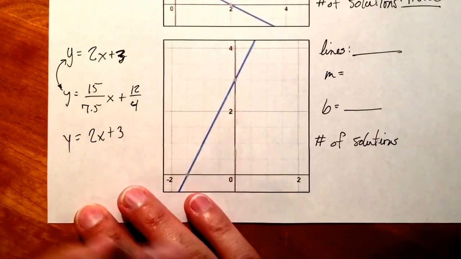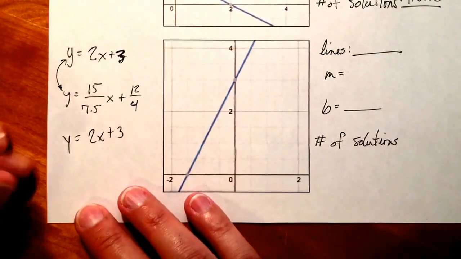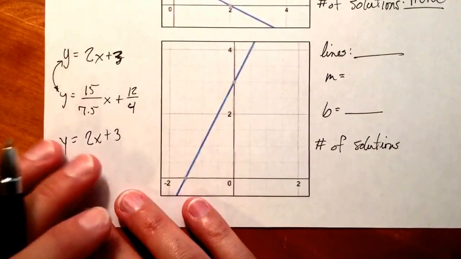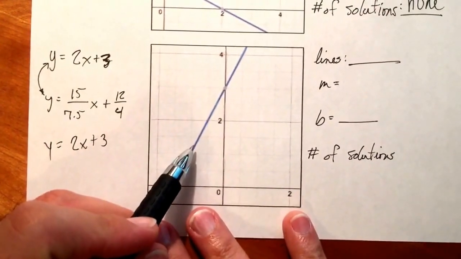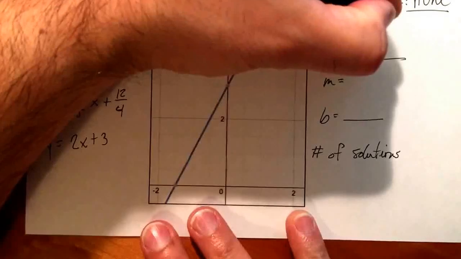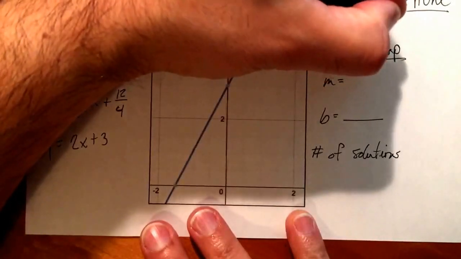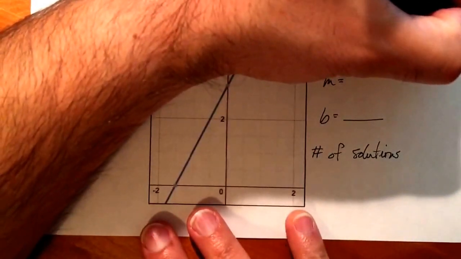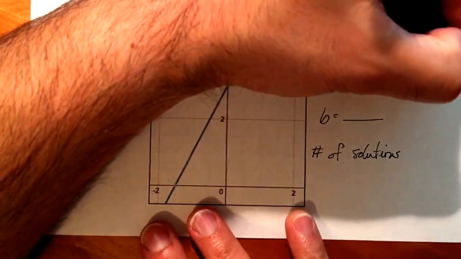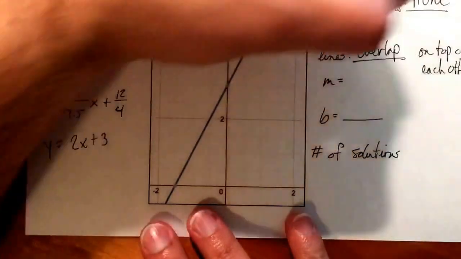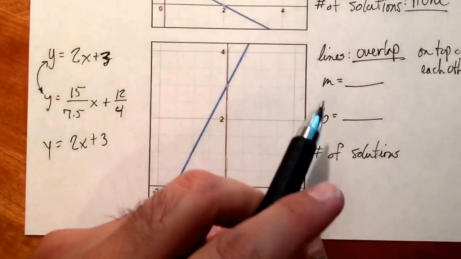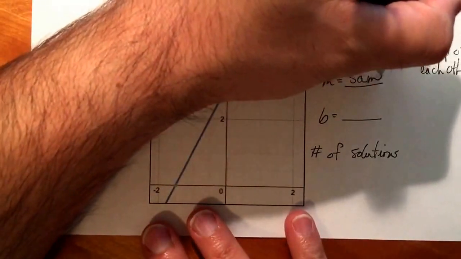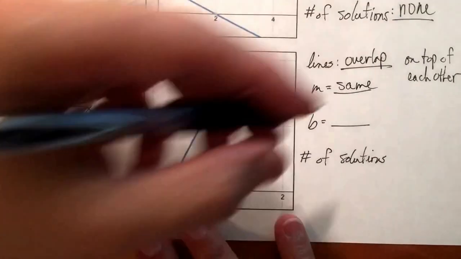Sometimes you'll run into situations where you end up with two seemingly different equations. They have different numbers, but when you simplify them out, they'll be the exact same equation. So when these lines overlap, or when they're on top of each other, what's the same? Well, the slope is the same. The y-intercept is the same.